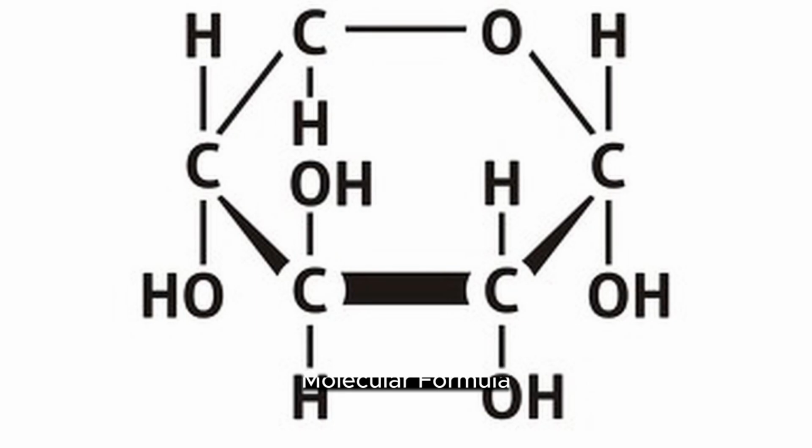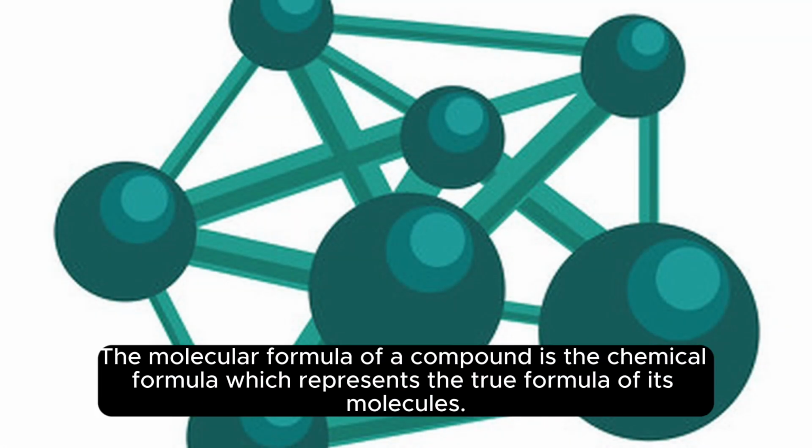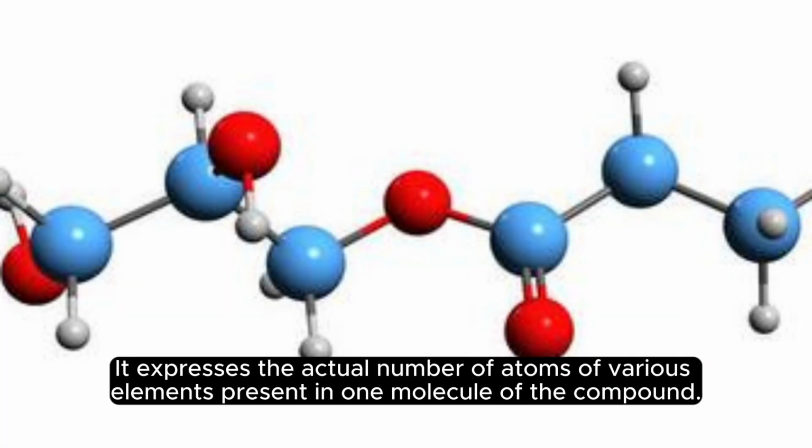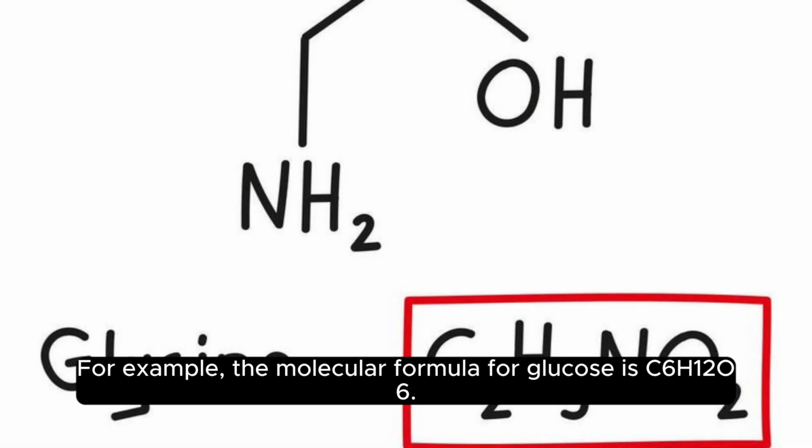Molecular formula. The molecular formula of a compound is the chemical formula which represents the true formula of its molecules. It expresses the actual number of atoms of various elements present in one molecule of the compound. For example, the molecular formula for glucose is C6H12O6.